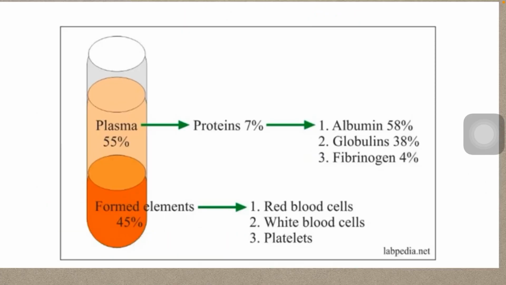Now here you can see the blood. The upper part will be plasma, 55%, and the lower part will be formed elements, that is 45%. Now we had learned about plasma, but it contains protein 7%, and in that protein there are generally three types of protein: albumin 58%, globulins 38% and fibrinogen 4%. Now albumin, the function of it is to distribute the water all over the body. Globulin is used for protection, and fibrinogen and prothrombin help in blood clotting processes.